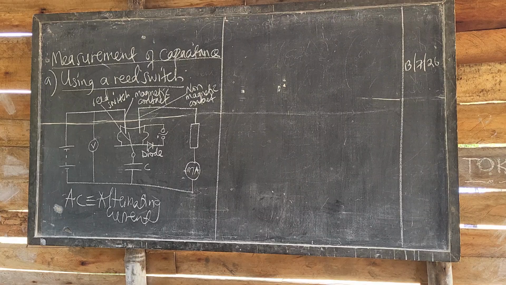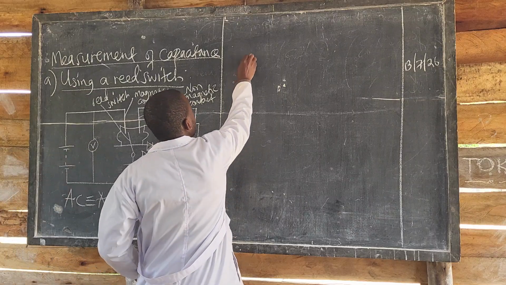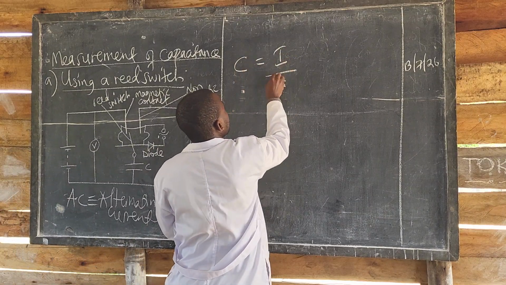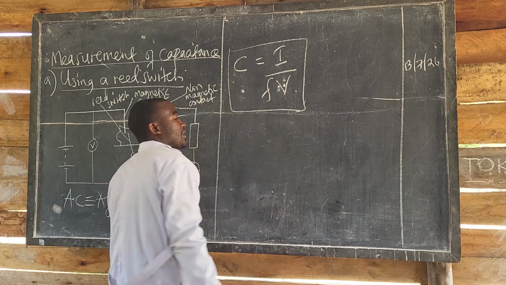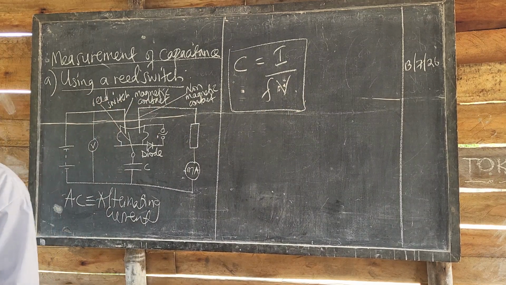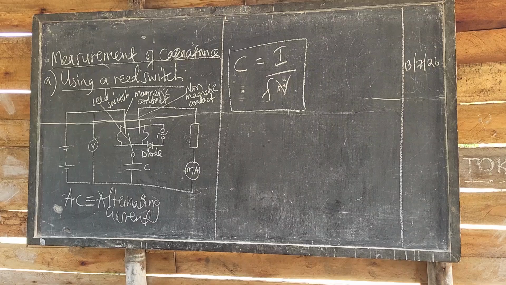the capacitance of the capacitor is calculated from C equals I out of FV. C equals I out of F what? FV.